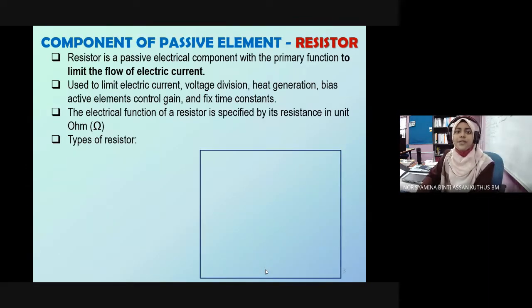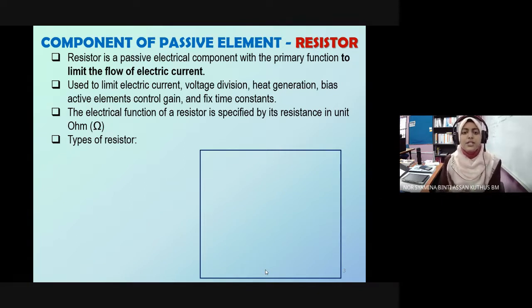Resistor as a passive element has the primary function to limit the flow of electric current. So ingat, resistor resist kan. So dia punya function as a passive element adalah to limit the flow of electric current. Where it is being used, it's used to limit electric current, untuk voltage division, heat generation, resistor akan ada heat kan, dia akan generate heat. Okay, bias active elements, control gain dan juga fixed time constant.